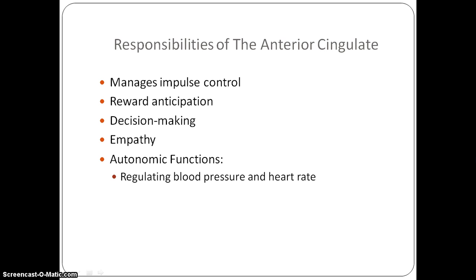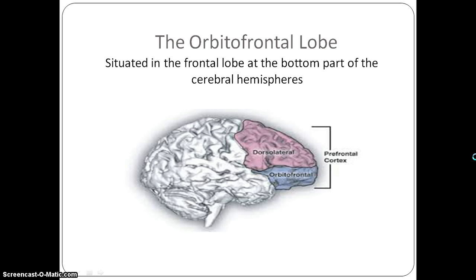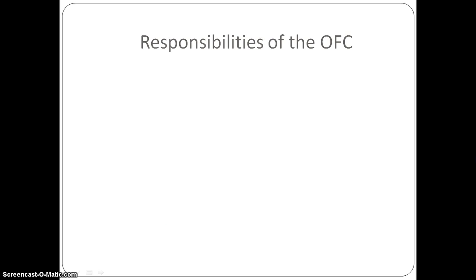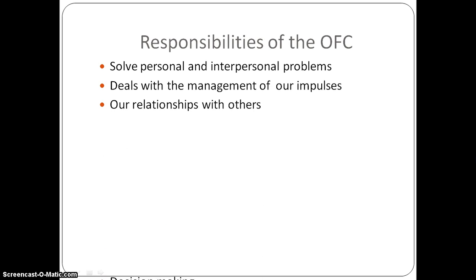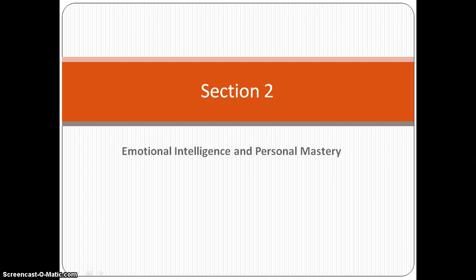It also deals with decision making and empathy, and a lot of autonomic functions such as heart rate, blood pressure, and keeping our body temperature where it needs to be. And then we also have the orbital frontal lobe, which is again one of the more important components of emotional intelligence, receiving a lot of communication from the amygdala. Some of the responsibilities of the OFC: it deals with personal and interpersonal problems, managing our impulses, our relationships with others, which is one of the other components of emotional intelligence when it comes to relationship management, and it also deals with decision making.